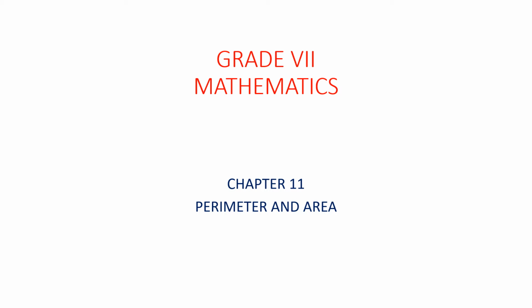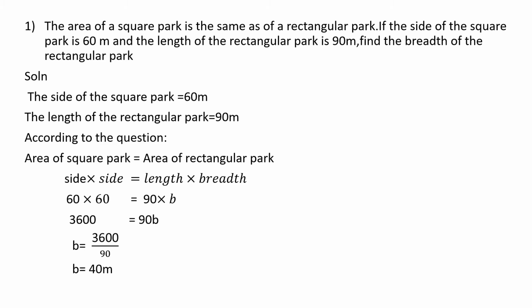Okay. So today we are going to continue with the exercise problem. So let's start the session. First problem. The area of a square park is the same as that of a rectangular park. If the side of the square park is 60 meter and the length of the rectangular park is 90 meters, find the breadth of the rectangular park.